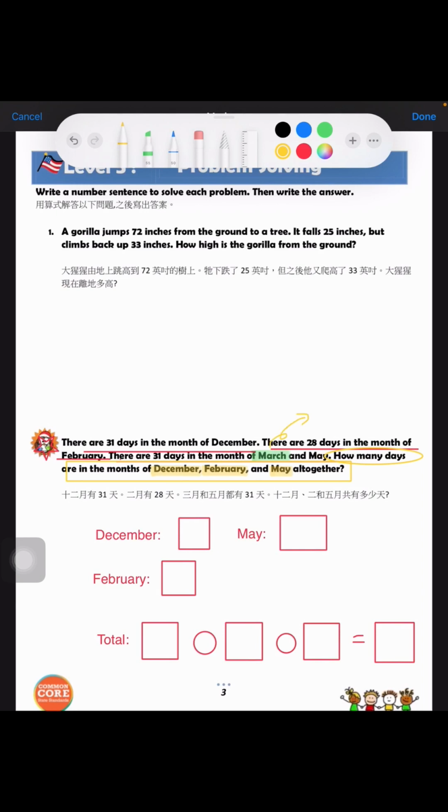So first, how many days are there in December? There are 31 days. How about February? There are 28 days. How about May? There are 31 days. Now how many days do they have altogether? So we have 31 plus 28 plus 31, which equals 90.